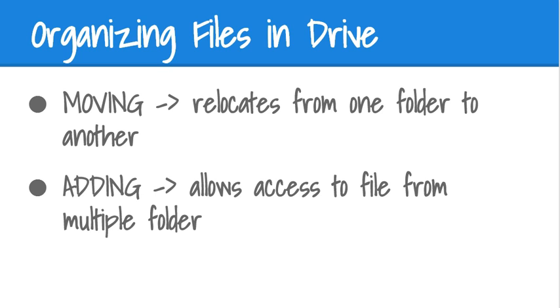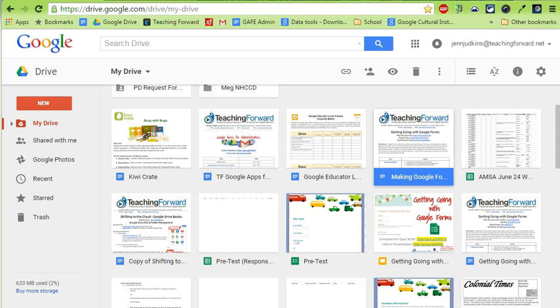When you move a file, you're relocating it from one folder to another. Effectively, it exists only in one folder, and you're simply changing that folder location. Google Drive allows a feature that is really unique in that you can actually have a file accessible from multiple folders. This is done by adding the file to multiple folders, and we're going to focus on that in this video. Let's get started.